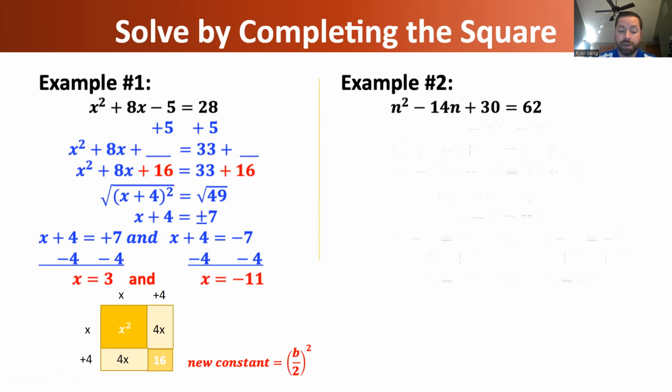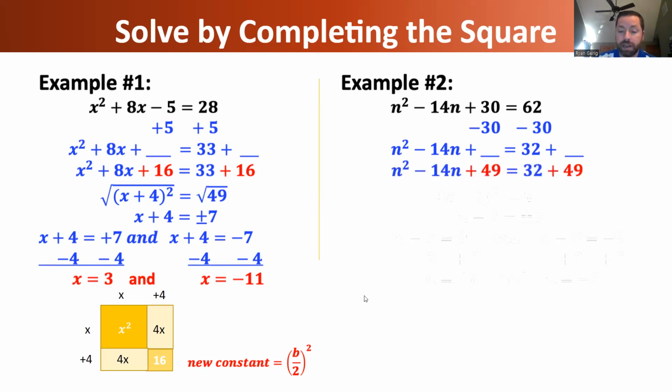I'm not going to use the picture this time, to show you what I'm expecting you to be able to do. So this is not a perfect square trinomial. I need to move the 30 out of the way, so I'm going to subtract it from both sides. That leaves me a blank. What number goes in the blank? Well, I take the b value, which is negative 14, divide it by 2, so that's negative 7, and then square it. Negative 7 times negative 7 is positive 49. And I add that to both sides.